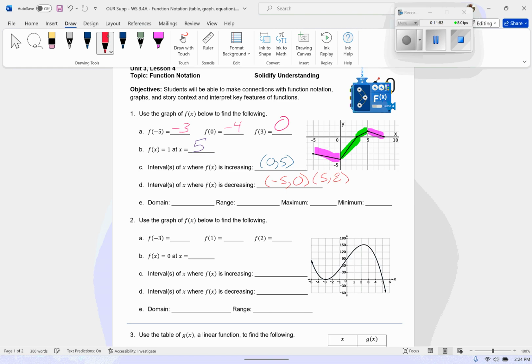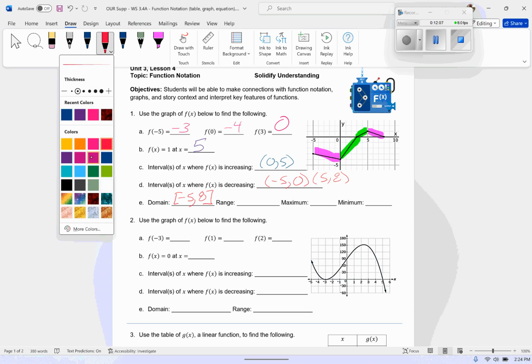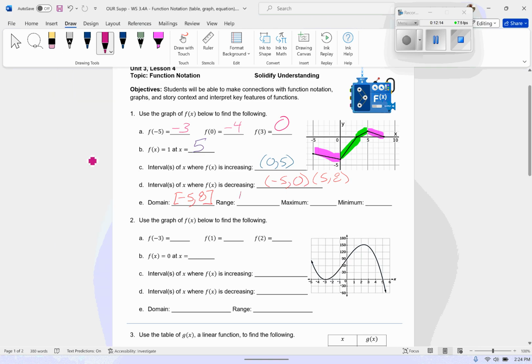Okay, what is the domain? What's the furthest left x value? -5. And my furthest right is 8. What is my smallest y value? Negative what? -4, very good.